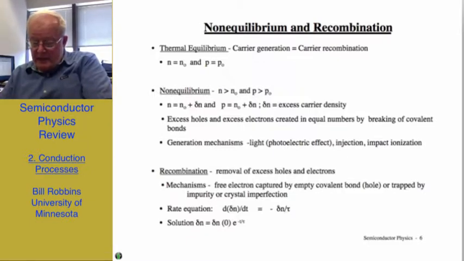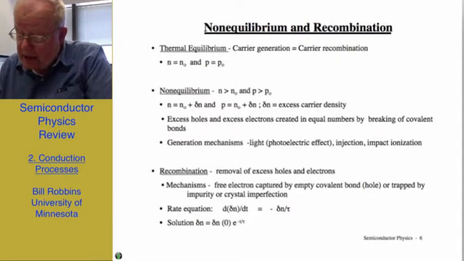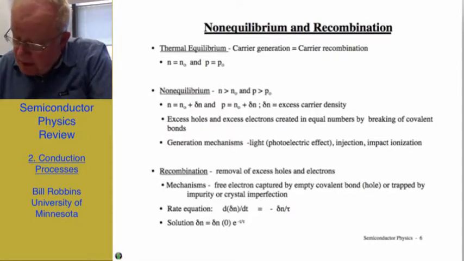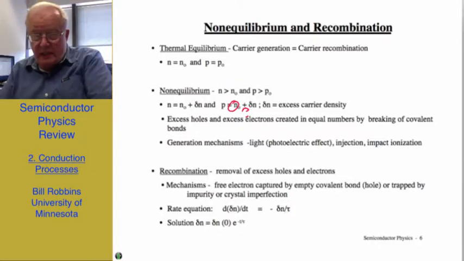But with these mechanisms active, we have excess holes and excess electrons. And the mechanisms that I have been talking about will create these excess carriers in equal numbers by the breaking of the covalent bonds. So we can write, as I've done up here, n is equal to n0 plus delta n, and p is equal to p0 plus delta n. Excuse me for not having the proper notation here.